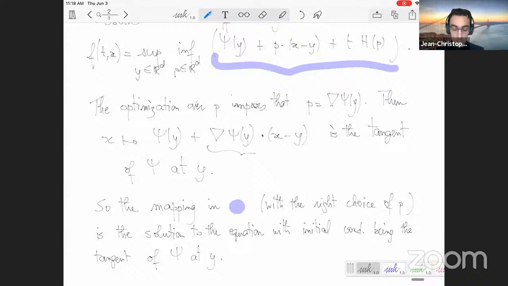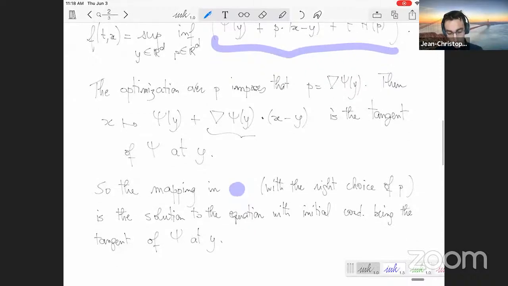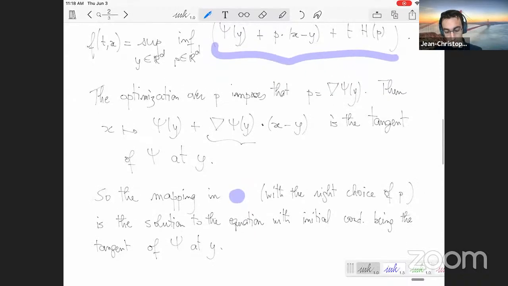If you do partial t, I mean this function which I did not give a name, but let's call it g. It will solve dtg minus h of grad g equals 0. Okay, the function in pink.